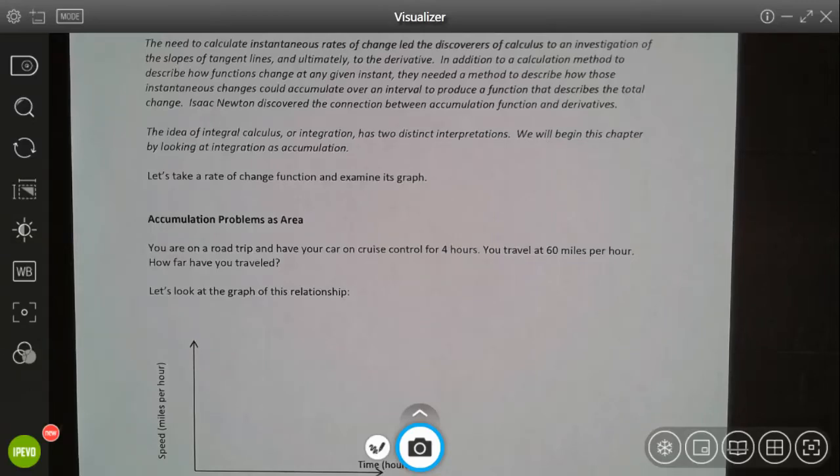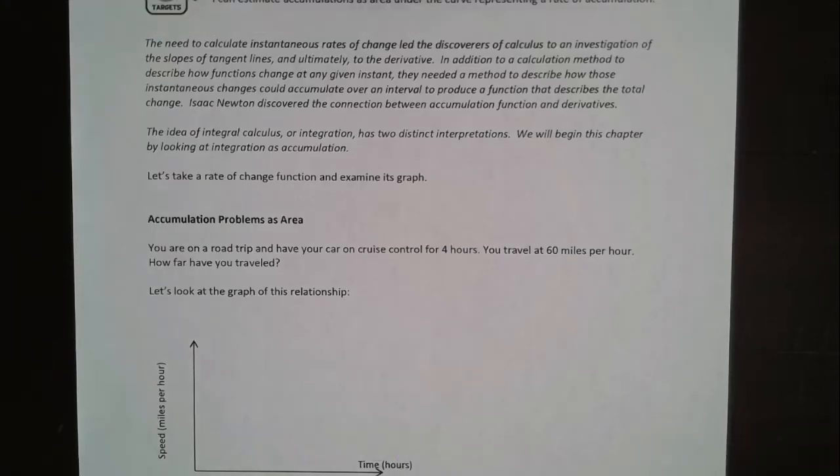So up until this point in the year, we've been talking about derivatives and how those relate to instantaneous rates of change. In last class, we talked about antiderivatives and what those look like. Today, we're going to go in a different direction, and we're going to be talking about how a rate of change can relate to an accumulation of area.